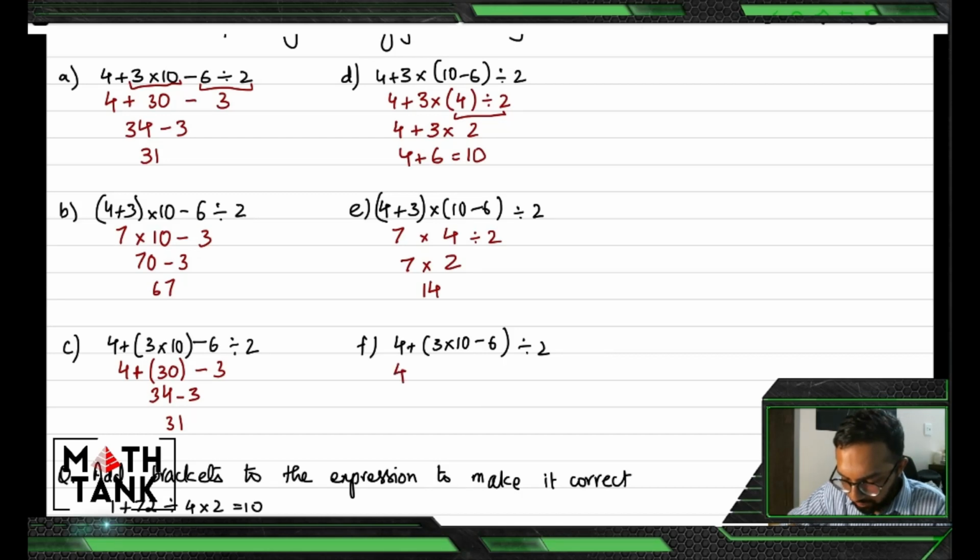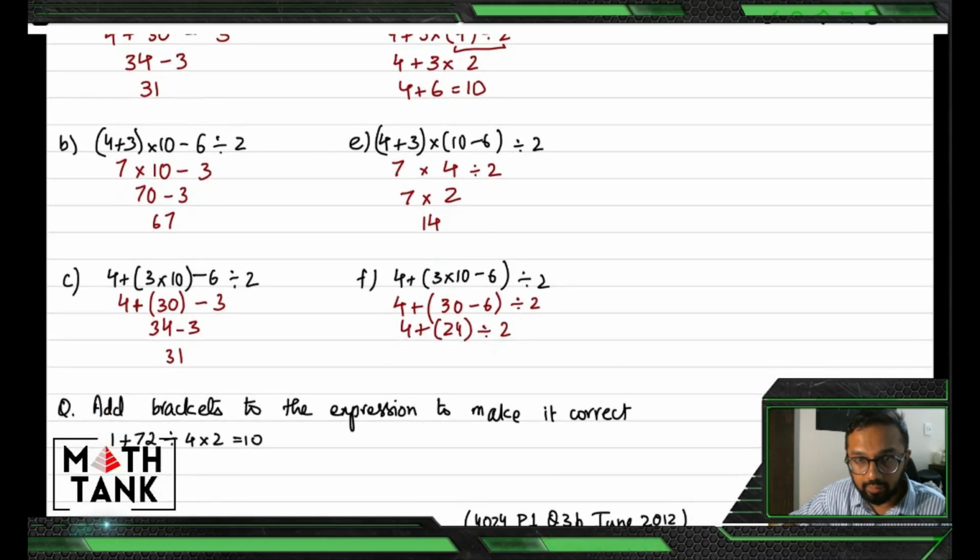Then 4 plus. Now inside the bracket, I have two different operations. So I'm going to see whether multiplication happens first or the subtraction happens first. The multiplication happens first. So 30 minus 6 divided by 2. 4 plus 24 divided by 2. Again, I'm not going to add 4 and 24. I'll divide first. And I'm going to say that 24 divided by 2 is 12. So 4 plus 12, which is 16.